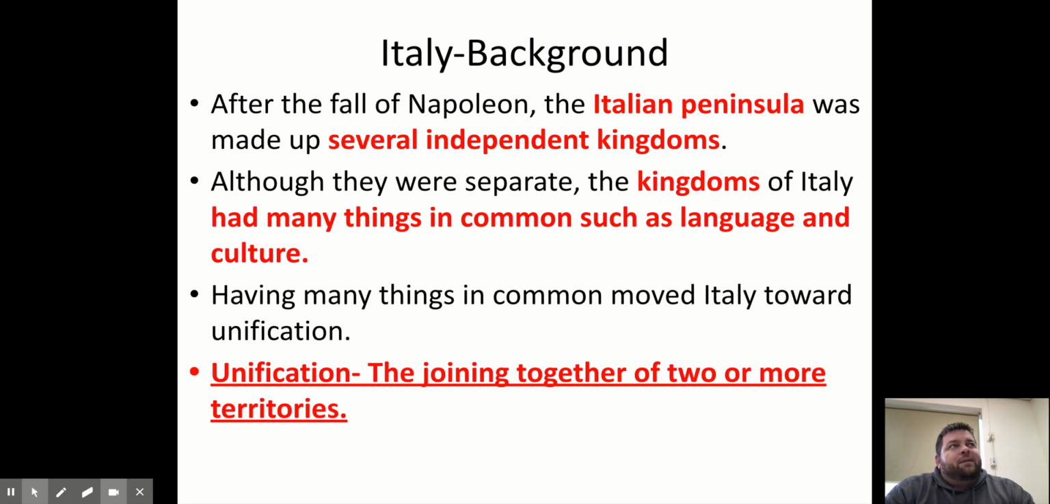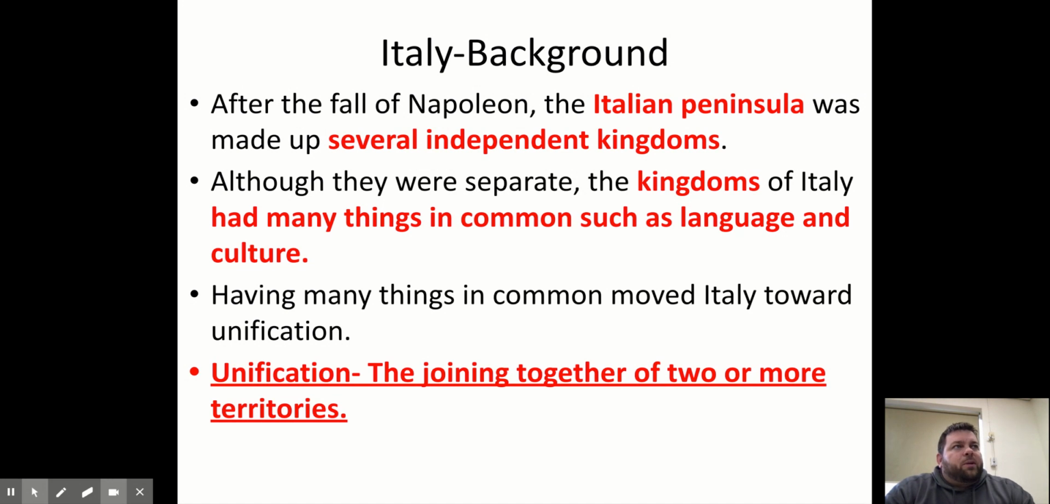However, they have many things in common. Some of the things they have in common are language, culture, religion, race, ethnicity, things like this. In fact, the people of these kingdoms of Italy have way more things in common than they have not in common. They're very similar. These things that they have in common, this sameness, is what will glue them together in the process of unification.